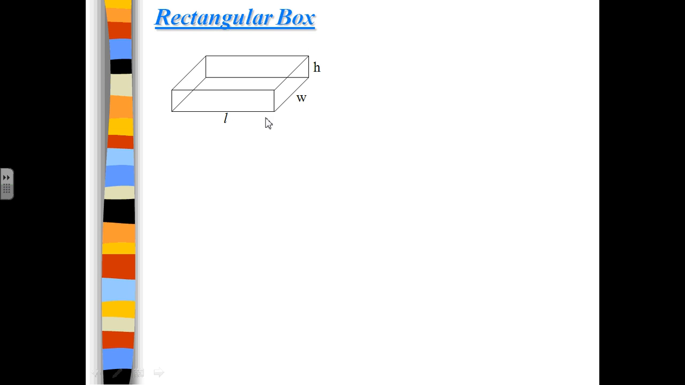you guys already know that the formula for the volume of a rectangular box is just the length times width times height. And that's very easy to remember, and I don't want to confuse people about that. So just keep remembering that if you ever have a rectangular box, that's your formula.